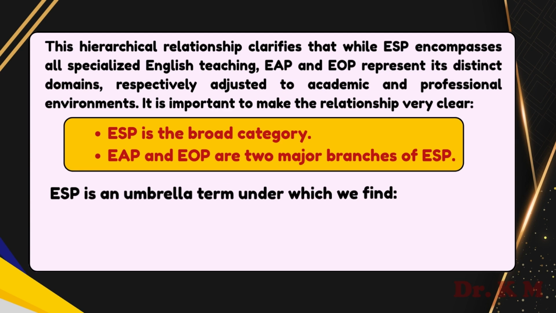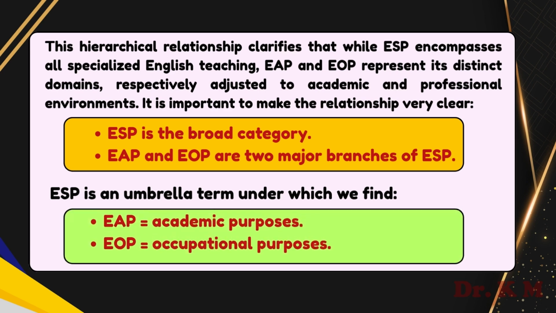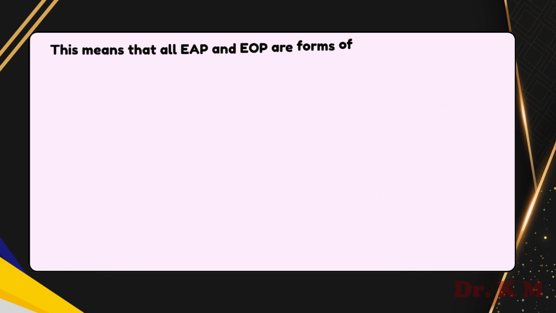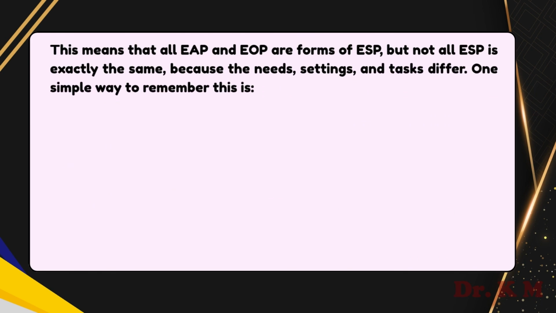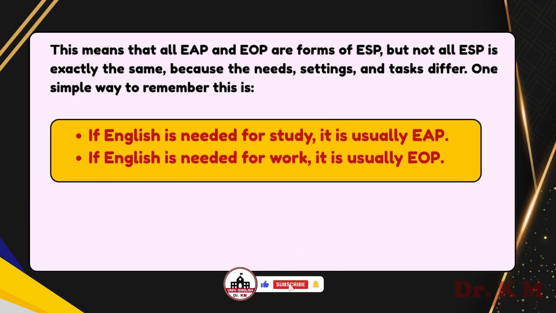So, we can say ESP is an umbrella term under which we find EAP, meaning academic purposes, and EOP, meaning occupational purposes. This means that all EAP and EOP are forms of ESP, but not all ESP is exactly the same, because the needs, settings, and tasks differ. One simple way to remember this is: if English is needed for study, it is usually EAP. If English is needed for work, it is usually EOP.